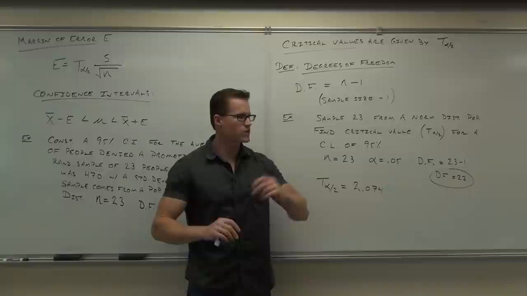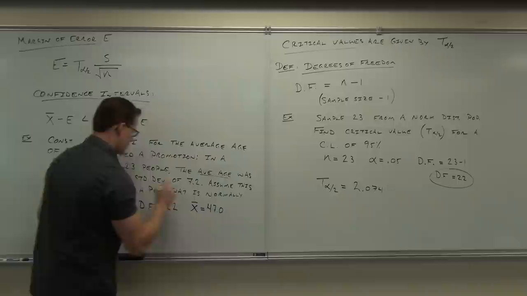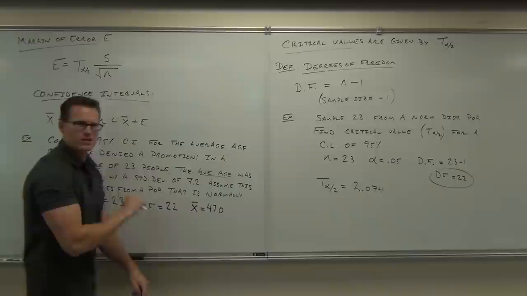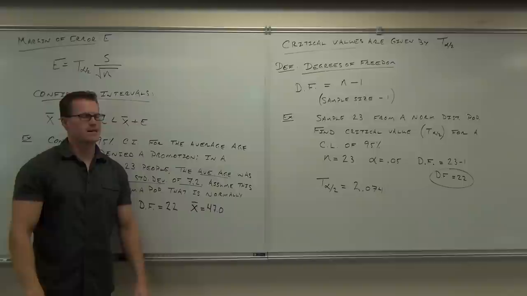It says, in a random sample of 23 people, the average age was 47. That's where we get our X bar. In relation to that sample, the standard deviation was 7.2. Is that a sigma or an S? S. Definitely an S. A sigma would have said this.